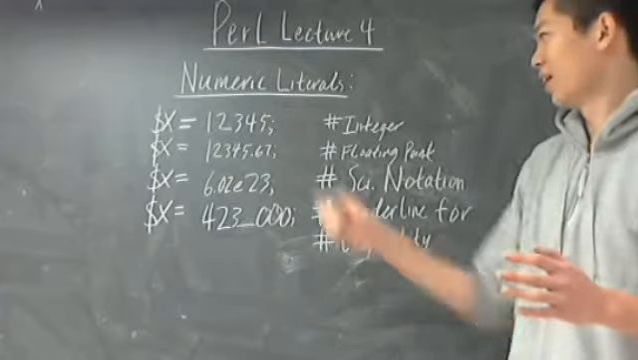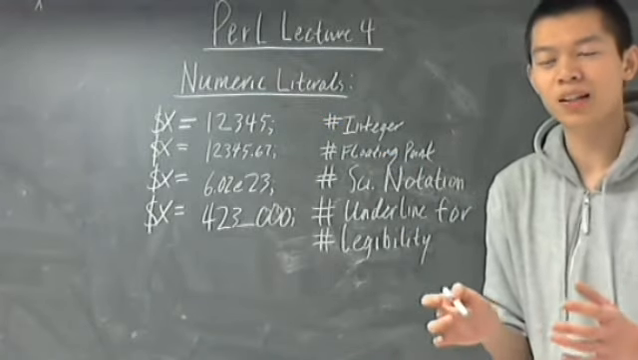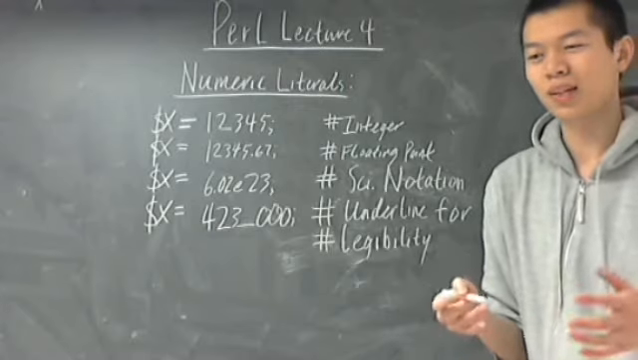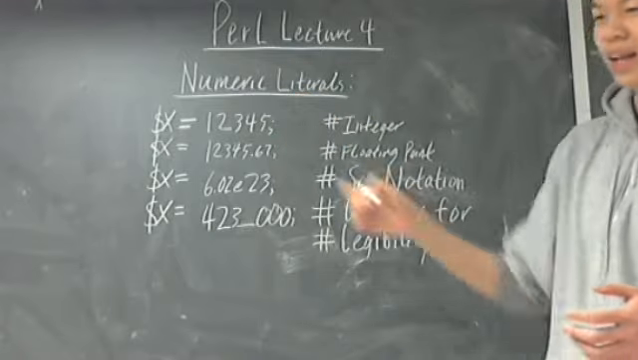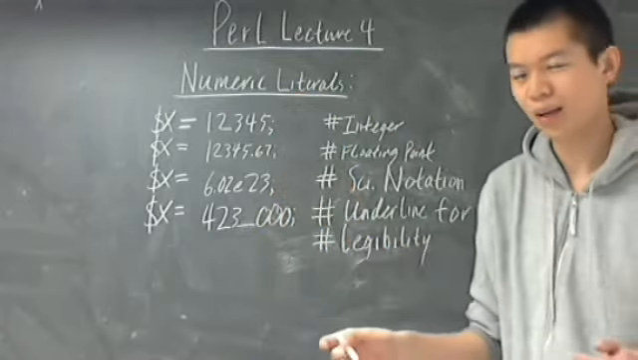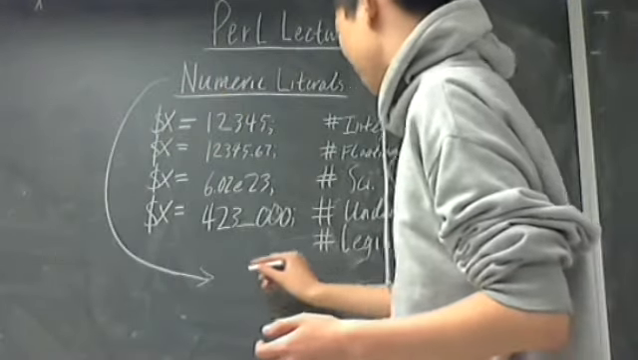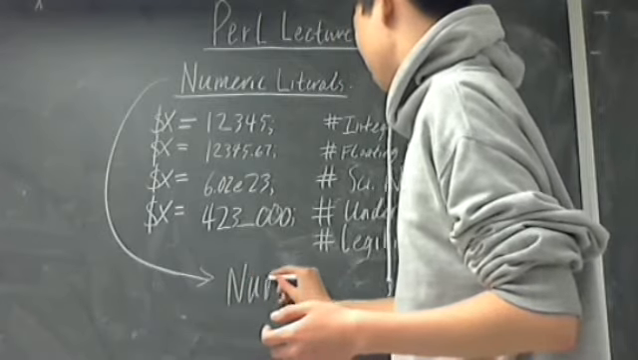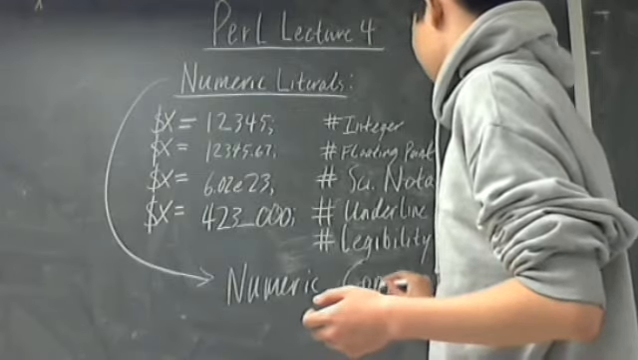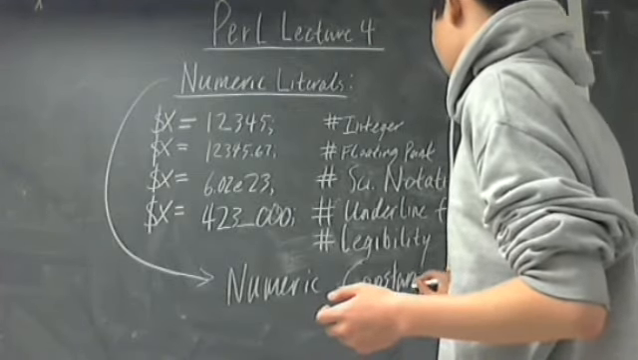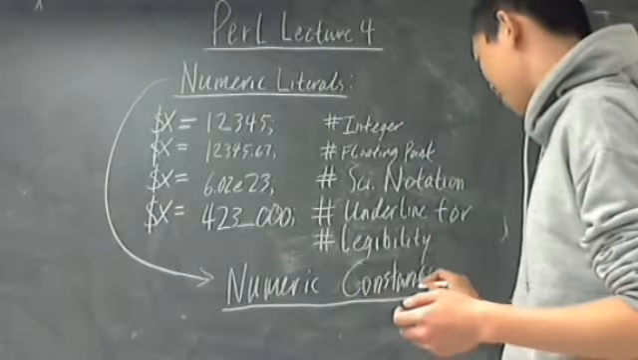And oh, by the way, the conglomerate of all the numbers that can be stored in a scalar variable is known as numeric literals, okay? And these are the different types of numeric literals that we have. By the way, another name for this is numeric constants, okay? Numeric constants and numeric literals, they mean the same thing, okay?